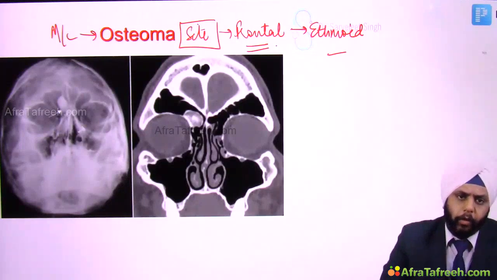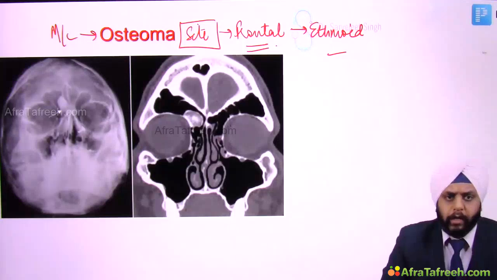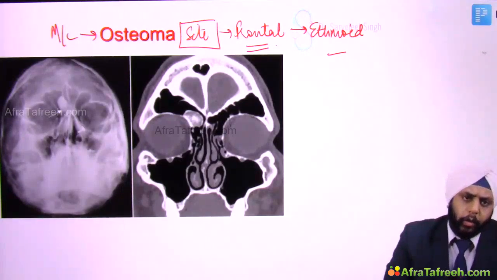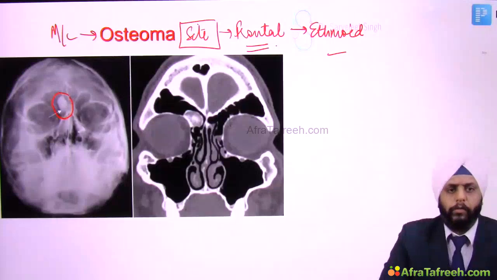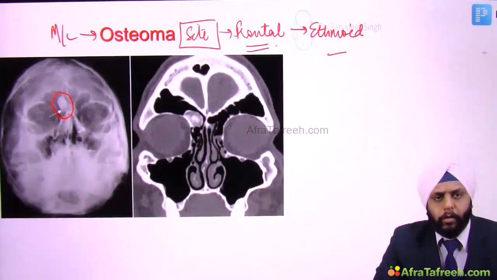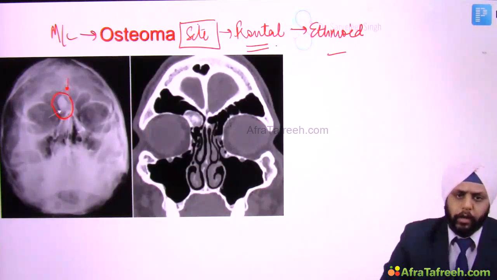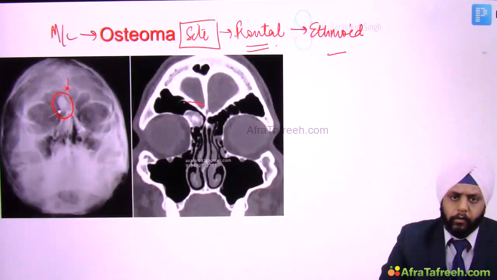Now you see over here in this photograph, this first is the X-ray. This patient presented with headache and an X-ray was done of the paranasal sinuses. You can see that there is an osteoma over here. Now a CT scan was done and you can see this osteoma.